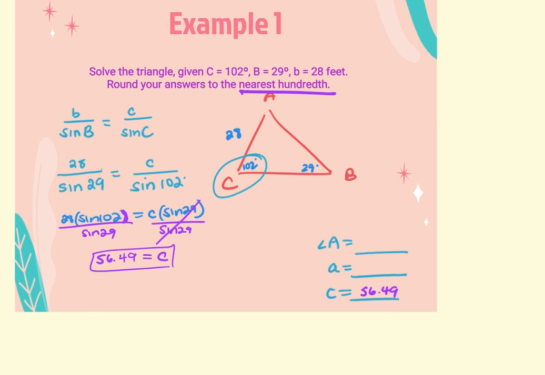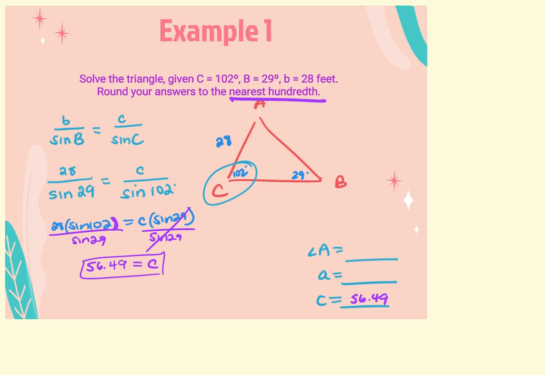Okay, now I have to find angle A and side A. How could I find angle A? They all add up to 180, right? If I have two unknowns, if I don't know angle A or side A, there's no way I can set up a proportion. I need at least one of those. So there had to be another way, and in this case, it would be that the three add up to 180. So I'm going to do 180 minus 102 and 29. And I get 49, and it's an angle, so it's 49 degrees.